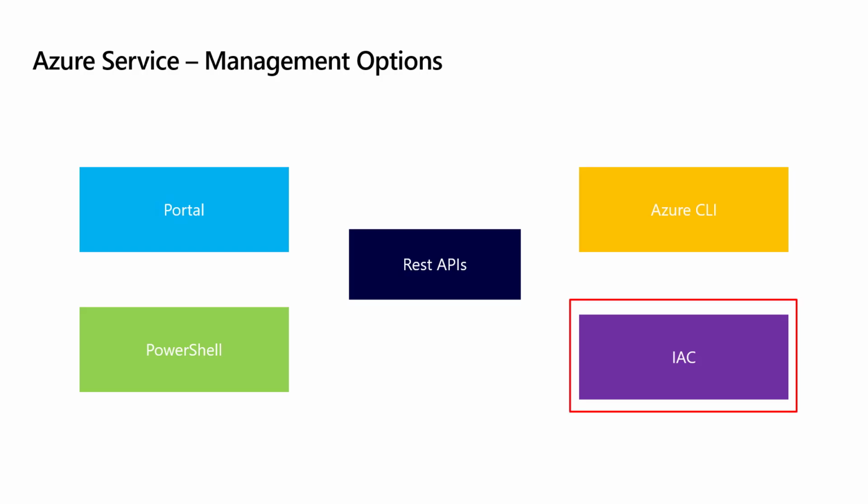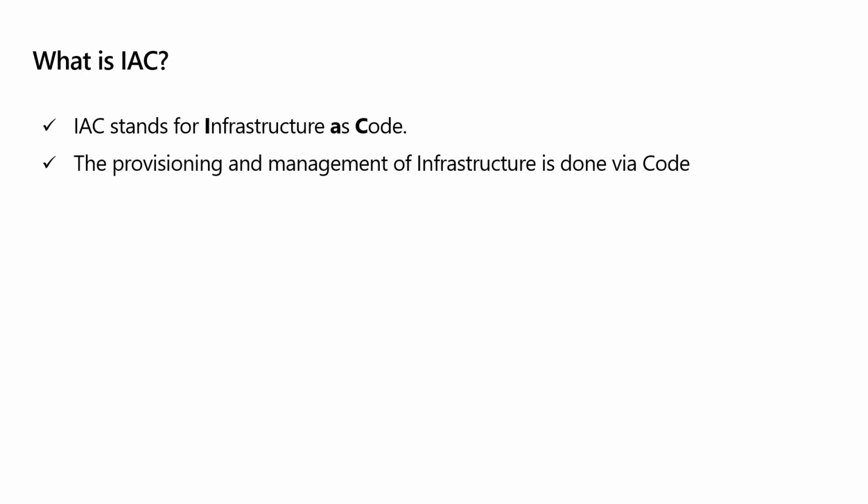Let's talk about IAC now. What is IAC? IAC stands for Infrastructure as Code. IAC can be used for provisioning Azure services and also management of Azure services. So the provisioning and management of Azure services can be done via code. That's why it is called as Azure Infrastructure as Code.